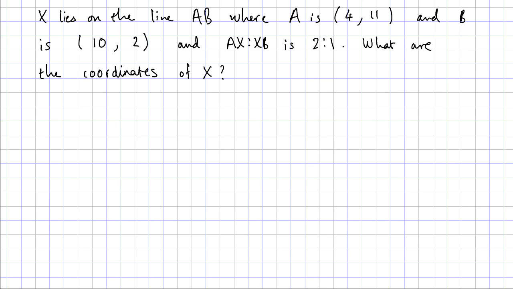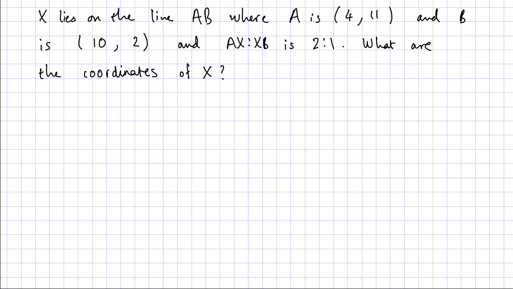Okay, so in this question we want to do it in that same way we did the other one. So we want to draw the diagram first. So we have X lies on the line AB, where A is (4, 11) and B is (10, 2), and AX to XB is 2 to 1. What are the coordinates of X?